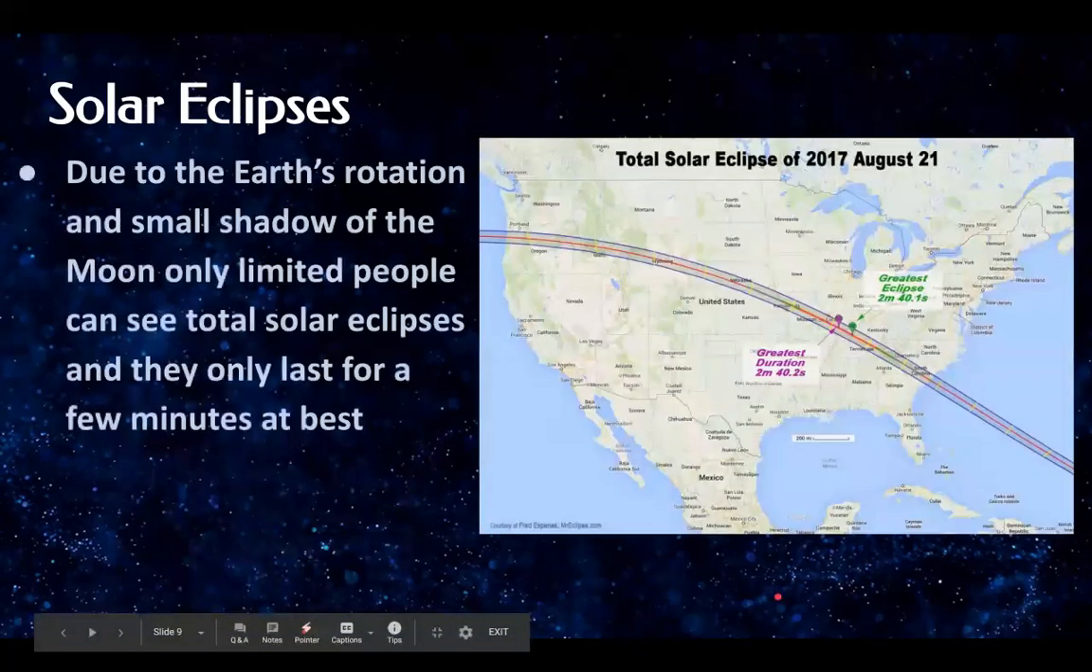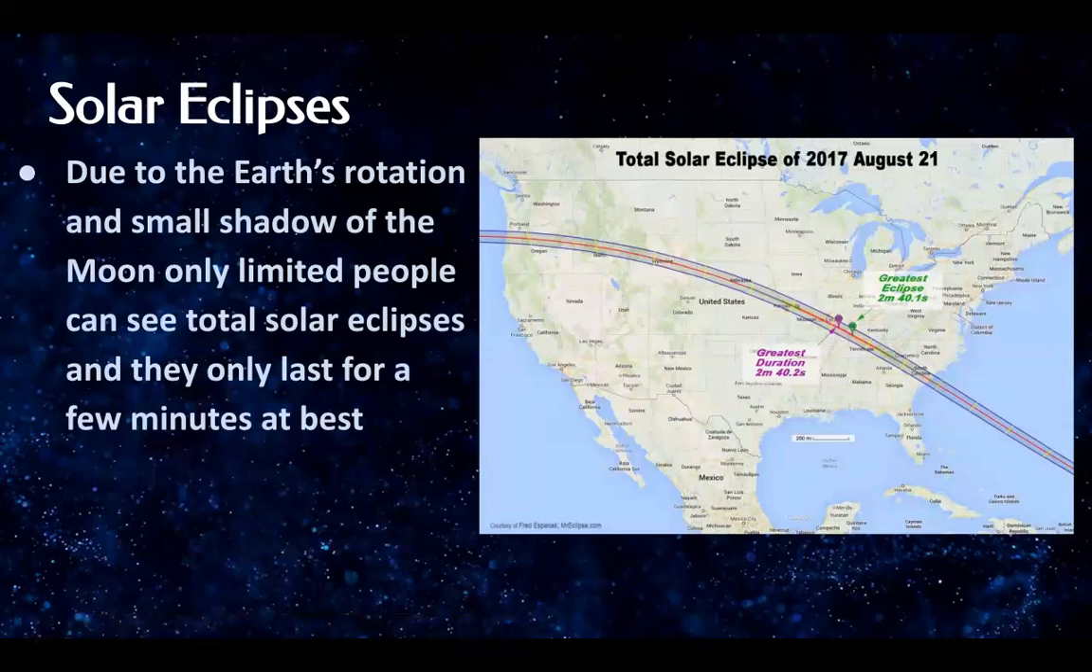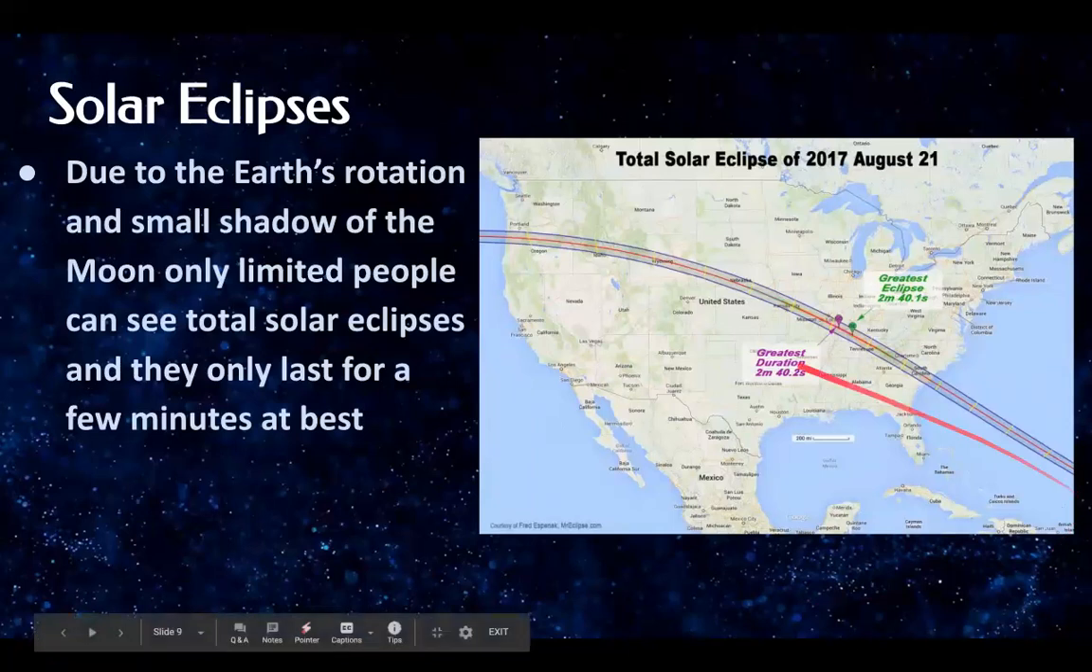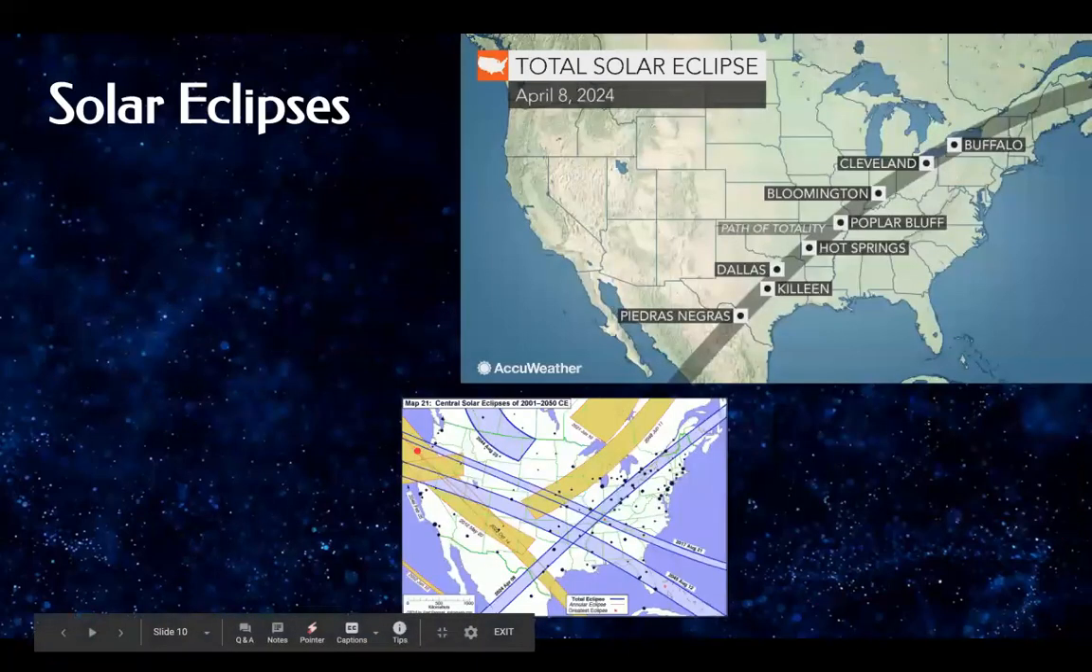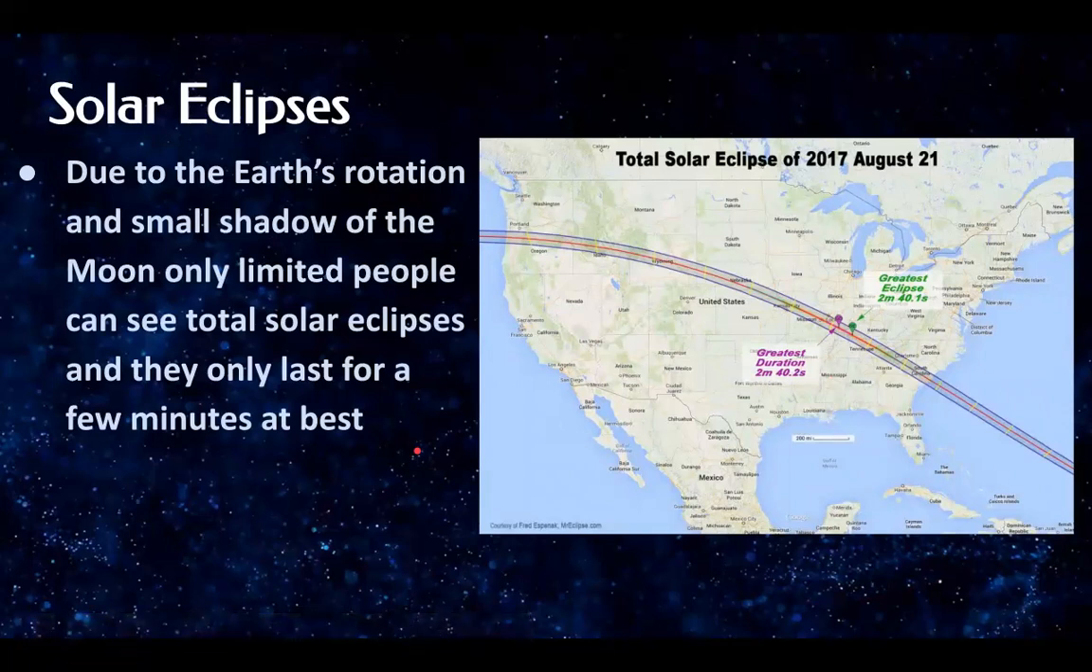So with solar eclipses, due to the Earth's rotation and the small shadow of the moon, only limited people can see a total solar eclipse, and they only last for a few minutes at best. This was the Great Eclipse back in 2017 on August 21st. I was there. It was great. I went all the way over to Wyoming to watch it. The greatest duration of this eclipse was 2 minutes and 40 seconds. Now that's not very long.